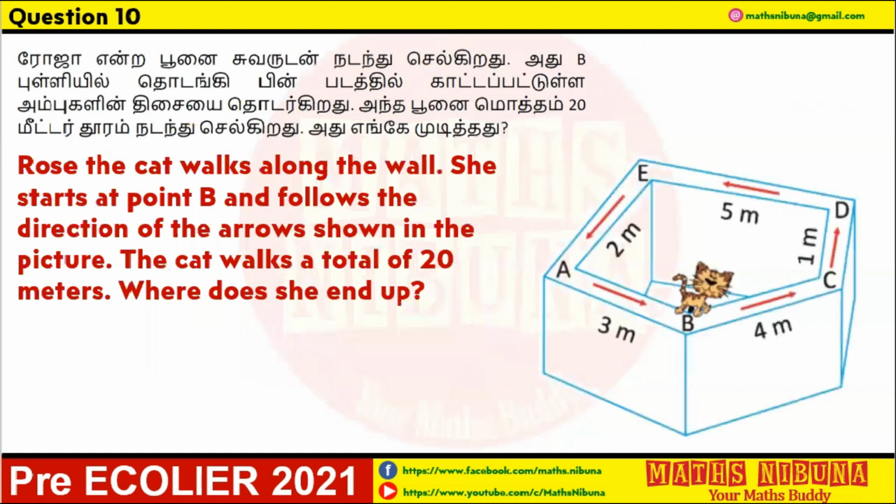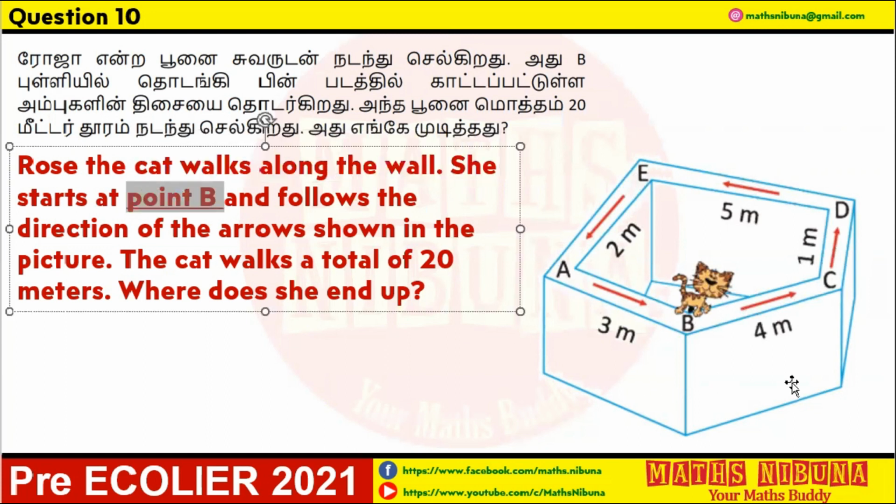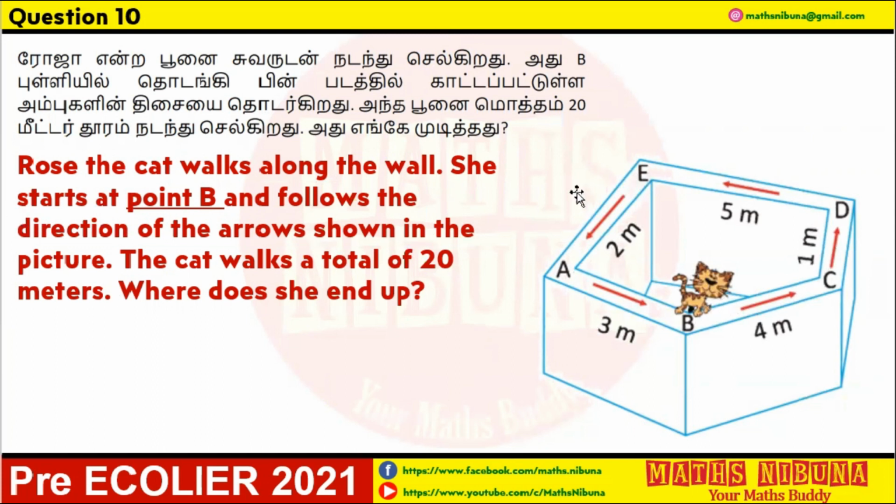And now look at question number 10. Rose, the cat, walks along the wall. Okay, the Rose is walking along. This is wall A, B, C, D, E. Okay, it's a naughty cat walking here. He starts at point B. Oh, he does not start at point A. They say he starts at point B. It's not start at point A, start at point B. And follow the direction of the arrow shown in the picture. Okay, just follow like this.